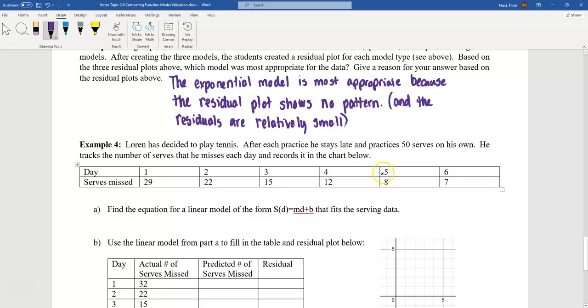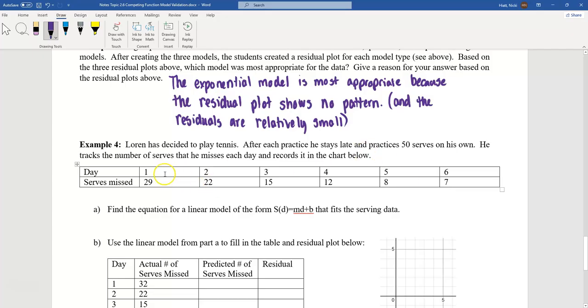He's going to stay late after every practice, and he's going to practice 50 serves on his own. And each day he's marking down how many serves out of those 50 that he misses. All right. So on day 1, things are not going so well. He misses 29 of the 50 serves. But on day 2, a little better. Day 3, a little better. By day 6, he's down to just missing 7 of the 50 serves.